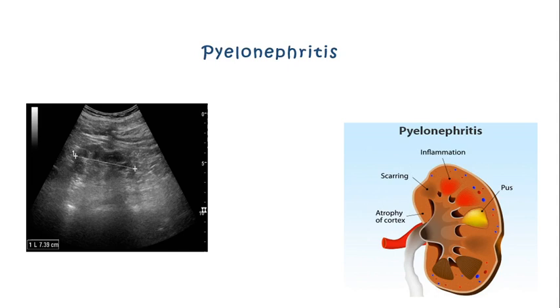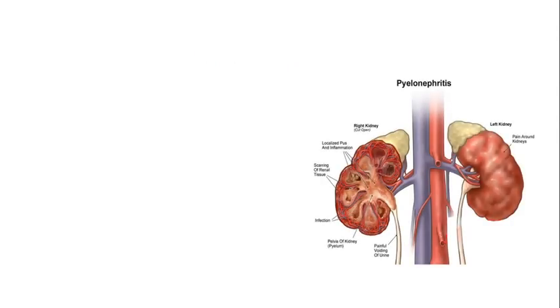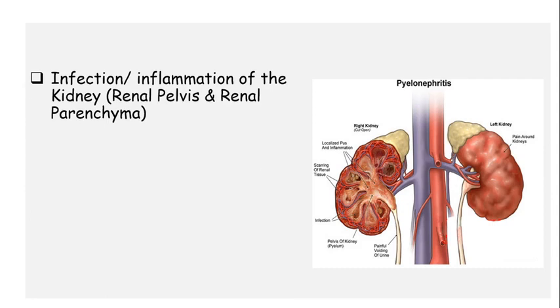So first of all, we are going to discuss pyelonephritis. This is what happens to your kidneys in pyelonephritis. The kidneys become inflamed, so there are localized areas of inflammation in the kidney. There is localized accumulation of pus in different parts of the kidney. At the same time, this inflammation will heal by fibrosis, leaving scar tissue in the kidney. So pyelonephritis is an infection or inflammation of the kidney. This includes the kidney tissues or the kidney parenchyma, as well as the renal pelvis, the part of the kidney where all the renal tubules open into the ureter. Pyelonephritis can affect the kidney tissues as well as tissues in the renal pelvis.